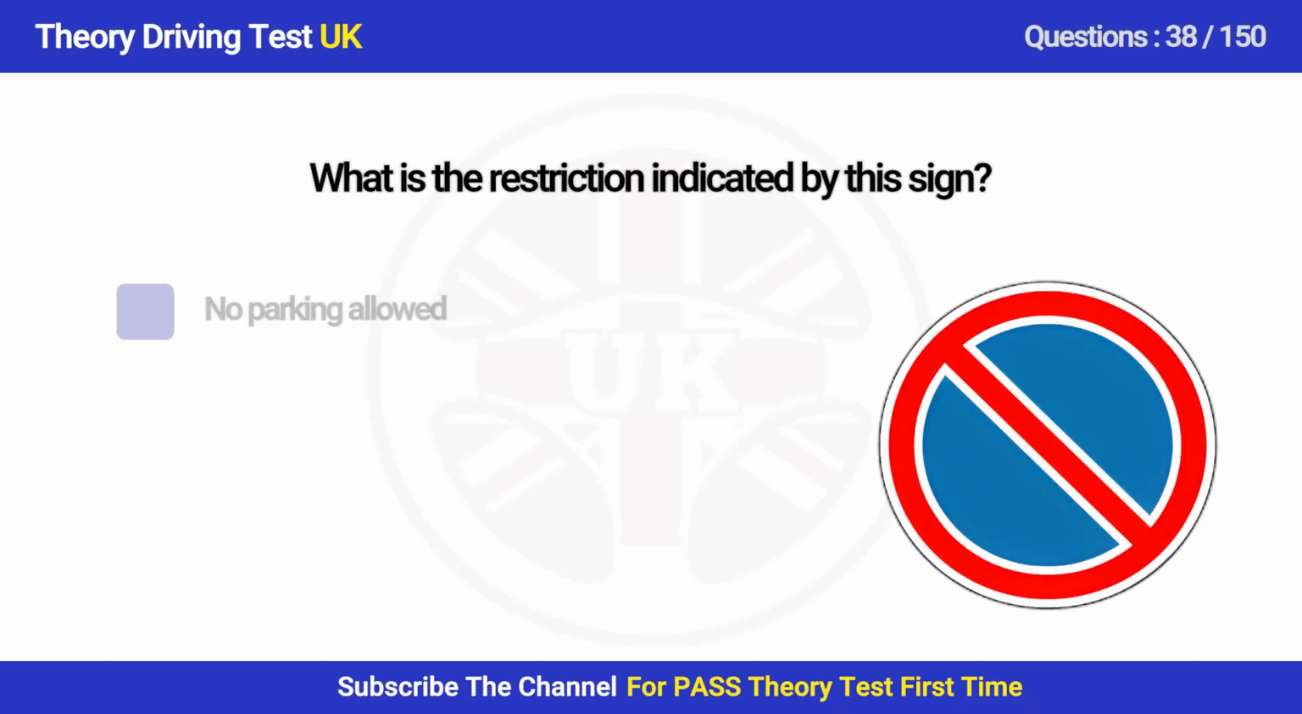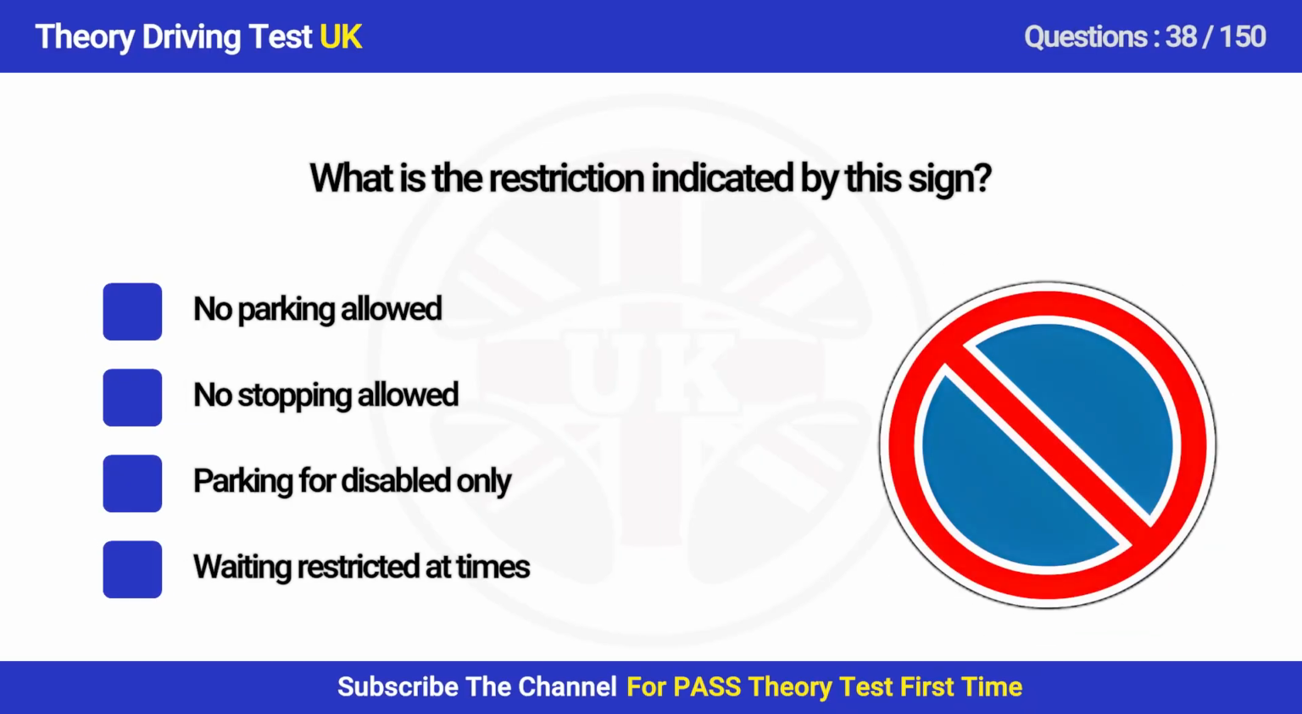Question 38. What is the restriction shown by this sign? A. No parking allowed. B. No stopping allowed. C. Parking for disabled only. D. Waiting restricted at times.